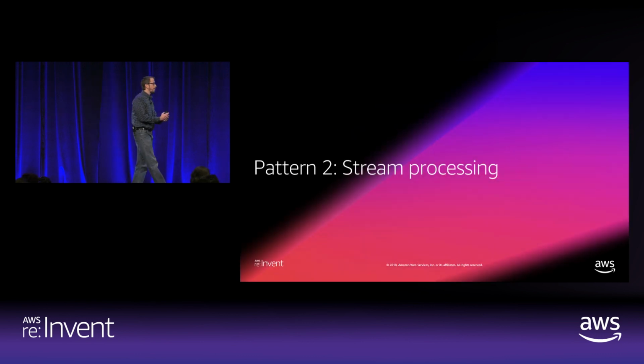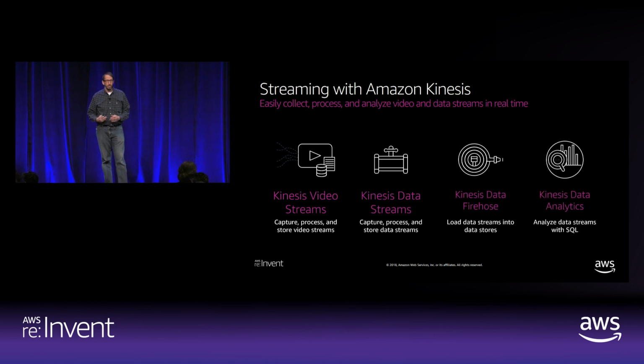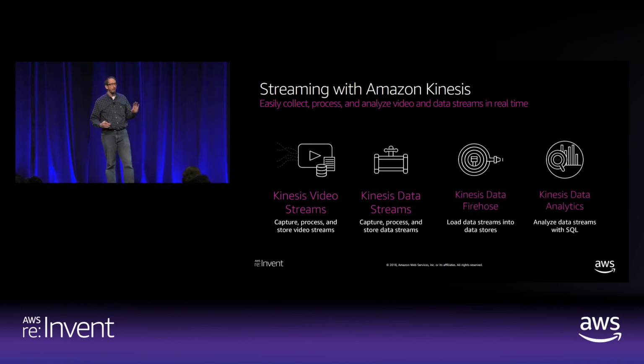Okay, so that's it for the web application pattern. Let's talk about some stream processing and some patterns related to that. For this section, we're going to focus primarily on the Kinesis family of services. There are four services today with Kinesis. It may change later this week, I don't know, but for now there's four.